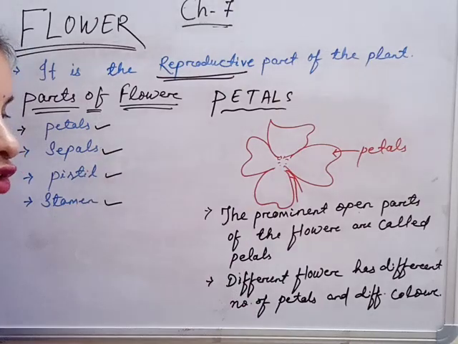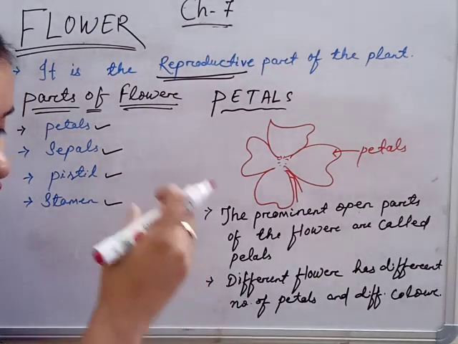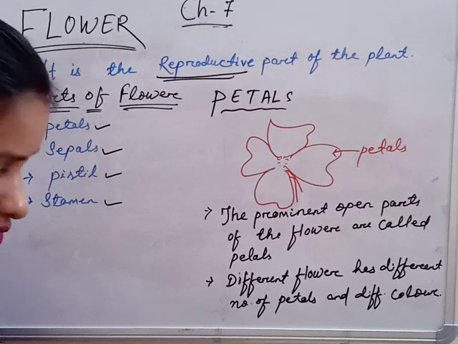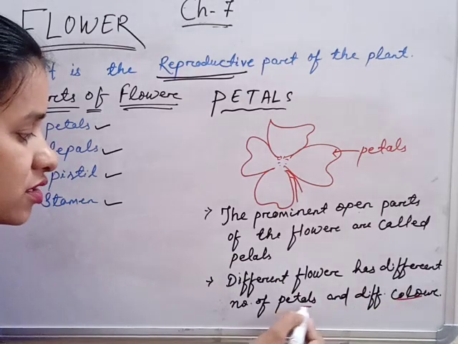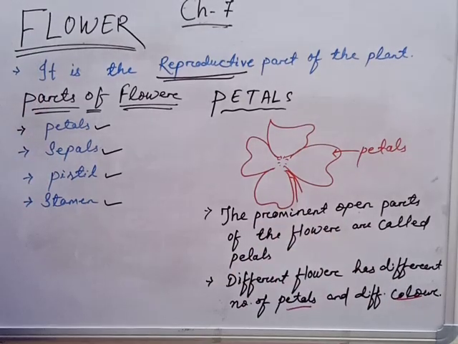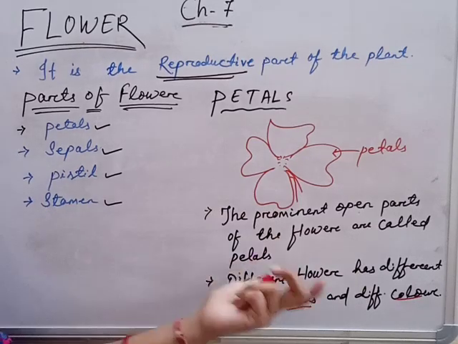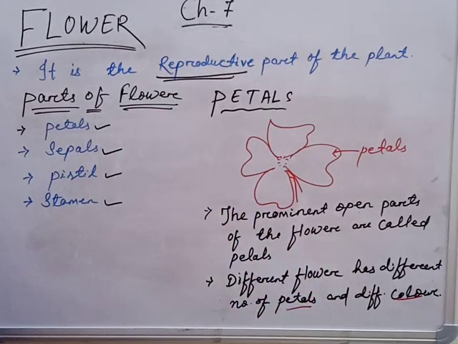And if you check the different flowers of different plants, you will find that different plants have flowers of different colors and different numbers of petals. Like a hibiscus flower has 5 petals, but in roses there are many petals. So the number of petals and color will be different for different flowers. Okay, so the prominent open part is your petals. Clear?